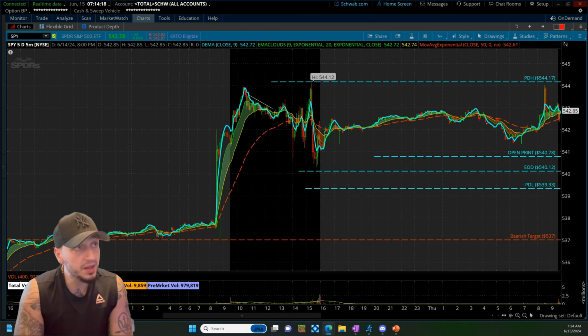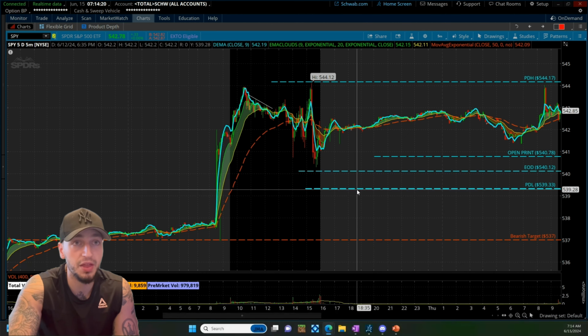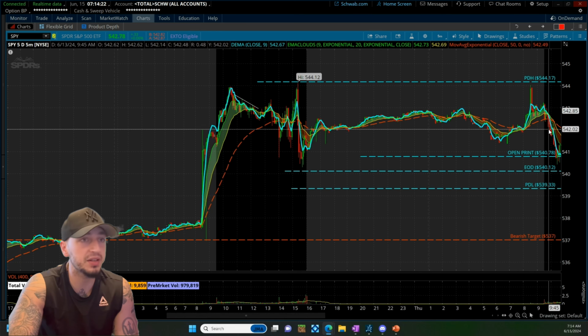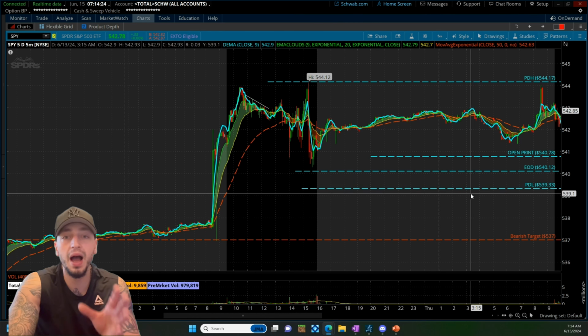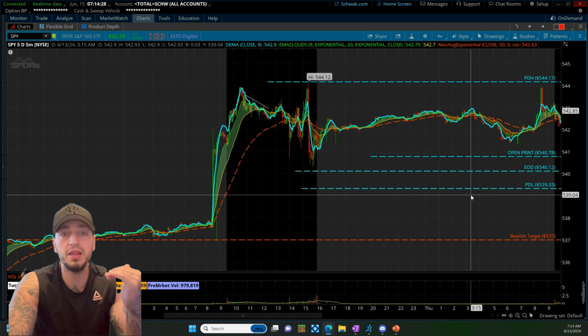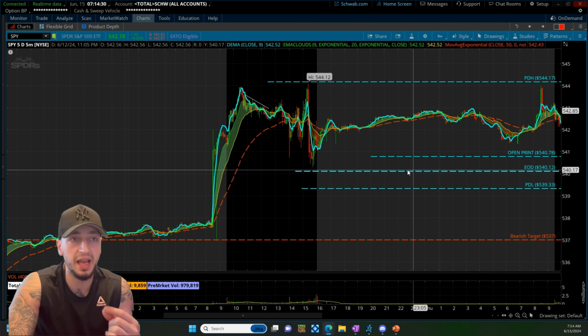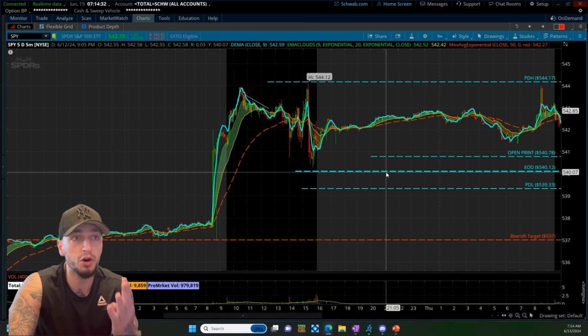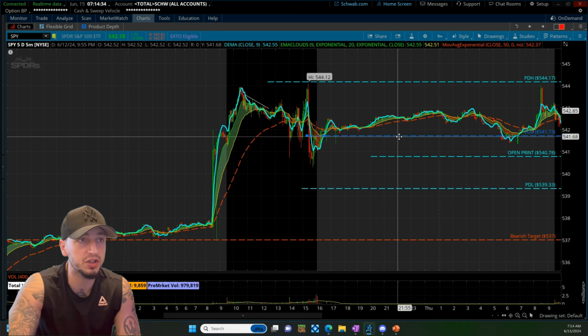So the day we're going to be talking about is 6/13, 2024. The way I want to break this down is from A to Z, the process. Every single day, I identify four main critical levels. First one's going to be end of day. This is the previous close.